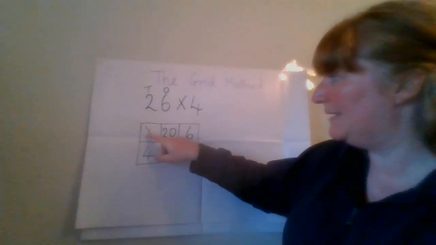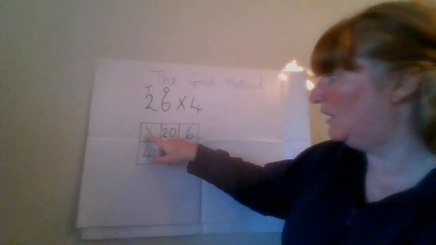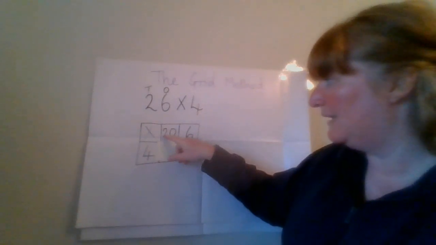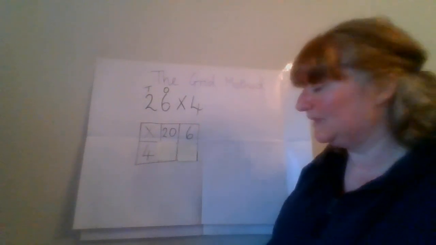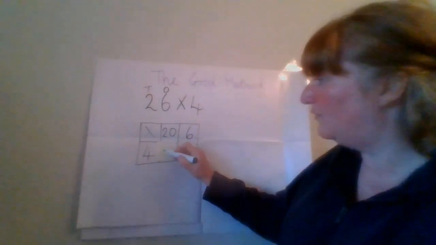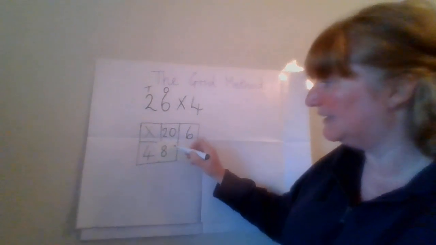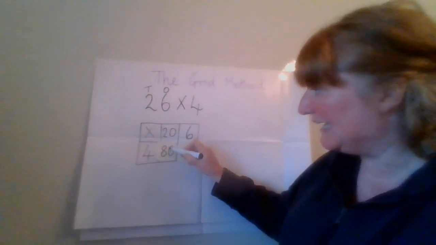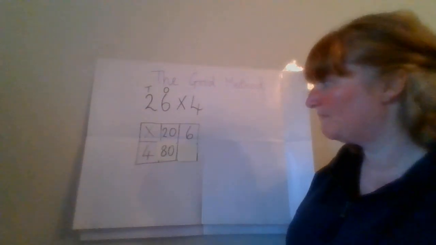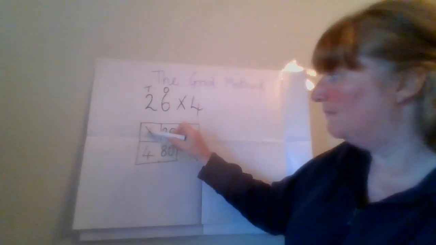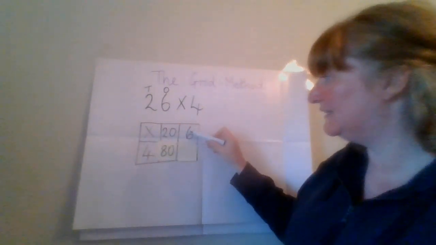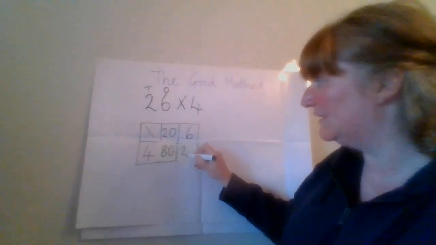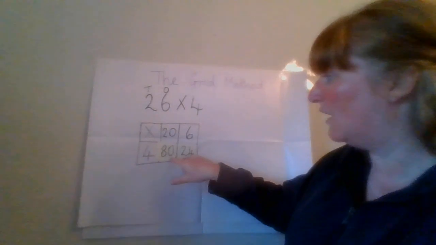4 times 20. 4 lots of 20. That's 20 and 20 and 20 and 20, which will give us a total of 80. Now let's do 4 multiplied by 6. 4 lots of 6, which is 24. And I have my 2 answers now.